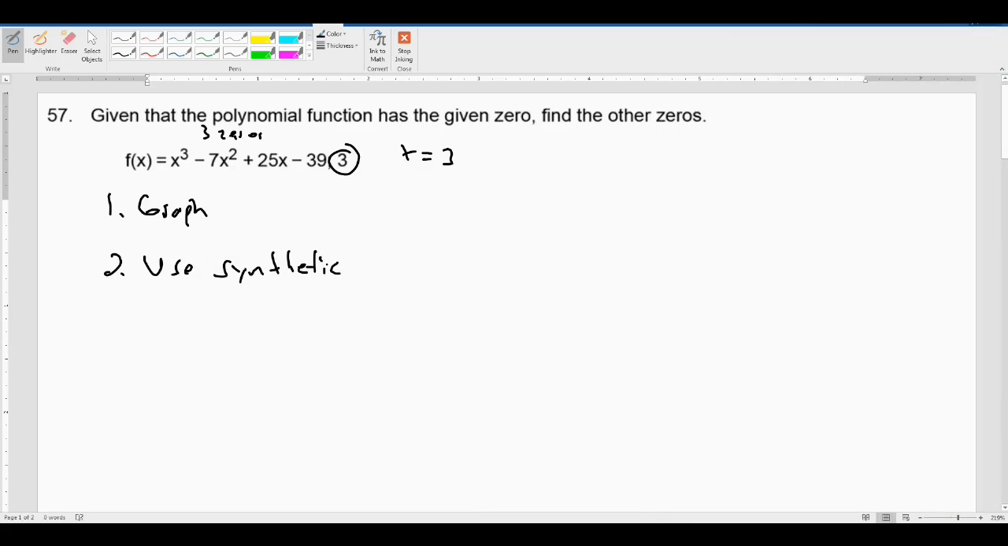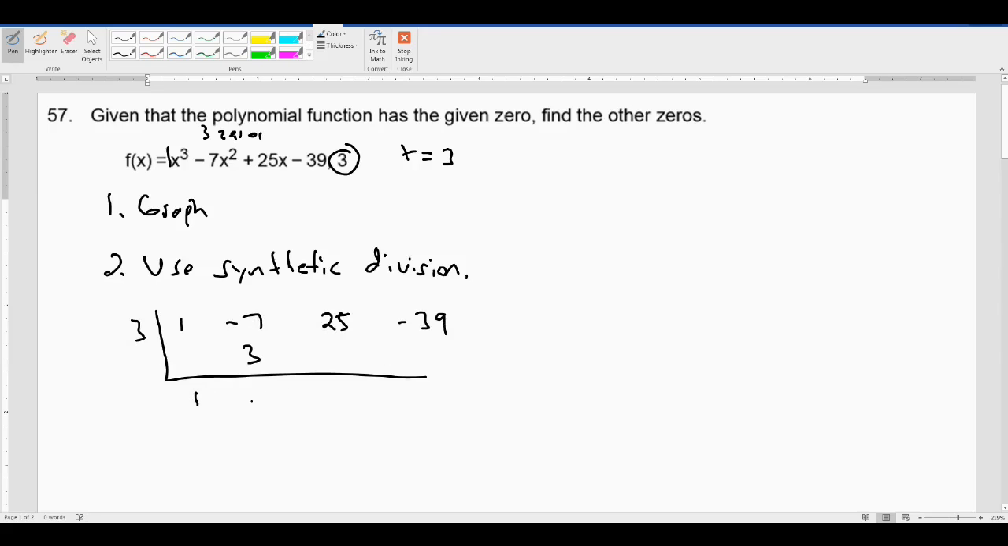is use synthetic division. So here we go. We'll put the 3 on the outside, it's the only zero I know for sure. And then the coefficients of the function go inside, and that's a 1, negative 7, include the sign, 25, and negative 39. Bring down the 1, multiply 3 times the 1, we get 3, then add.